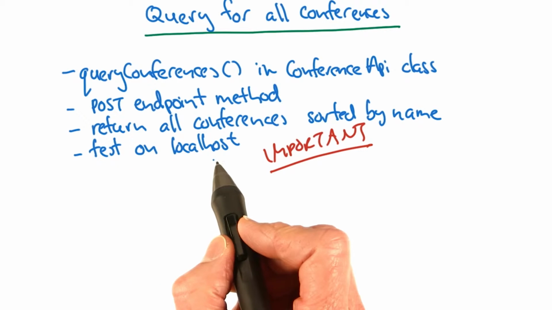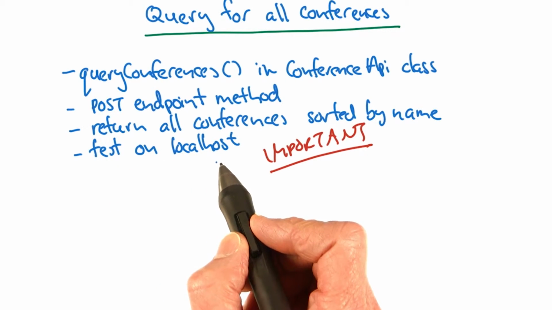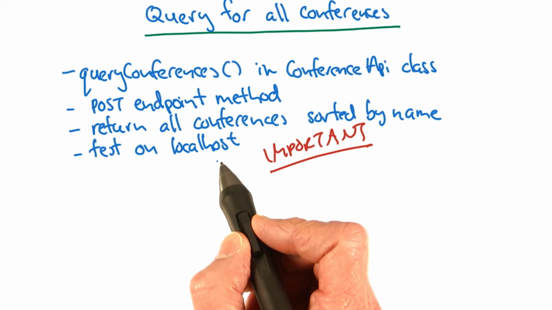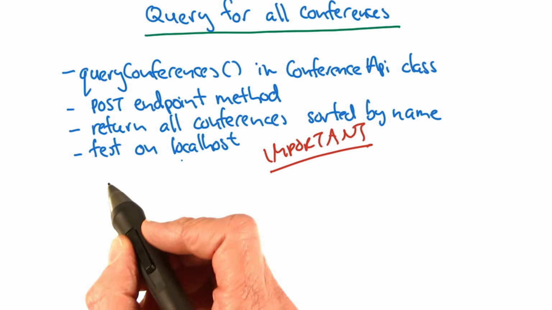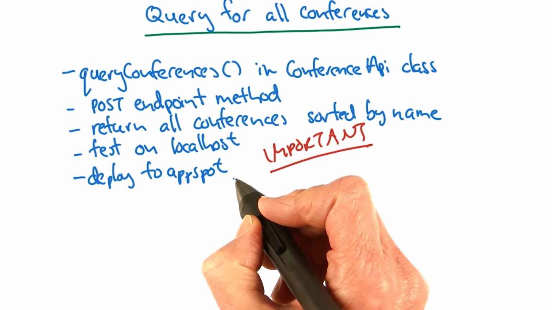After you run it on localhost, go ahead and try out the query. You can either do that in the API's Explorer or you can go to the Show Conferences page. Doesn't matter which way you do it, but make sure that you run it on localhost first. And then after you've tested it on localhost, I do want you to deploy it to AppSpot.